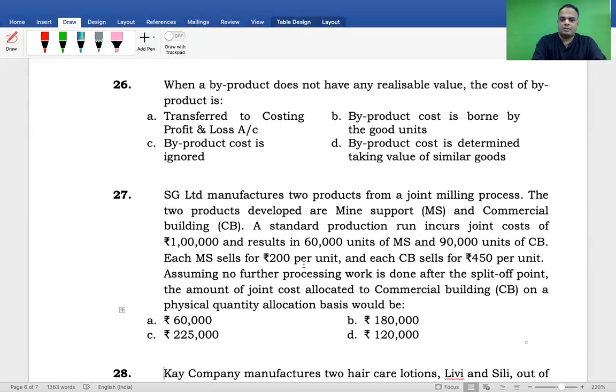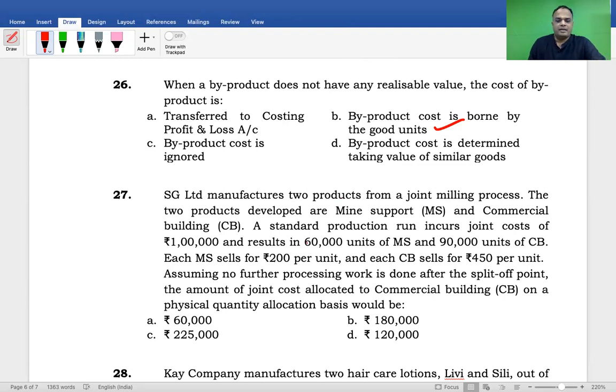Next, when a byproduct does not have any realizable value, the cost of the byproduct is transferred to the costing P&L account. Byproduct cost is borne by the good unit. Byproduct cost is ignored. Byproduct cost is determined taking the value of similar goods. Read the question twice and tell. Not having realizable value. That is not transferred; the byproduct cost is borne by the good unit only. Okay, it's absorbed by the good unit itself.